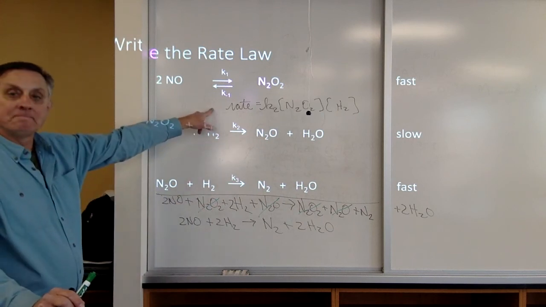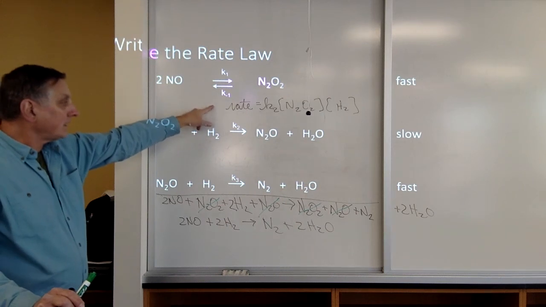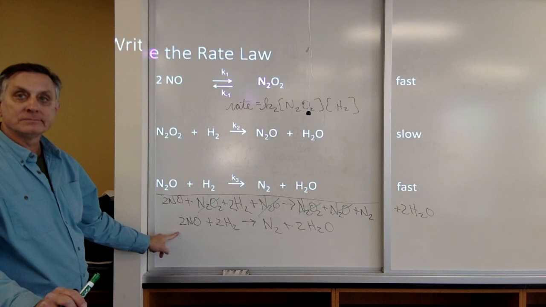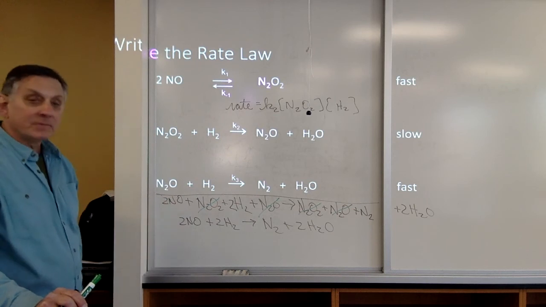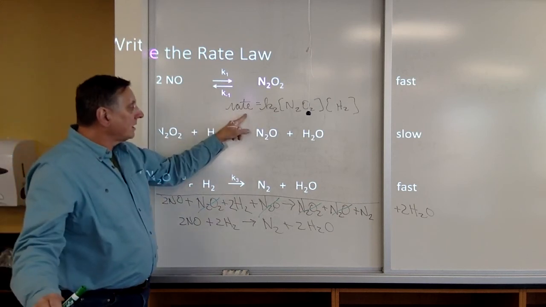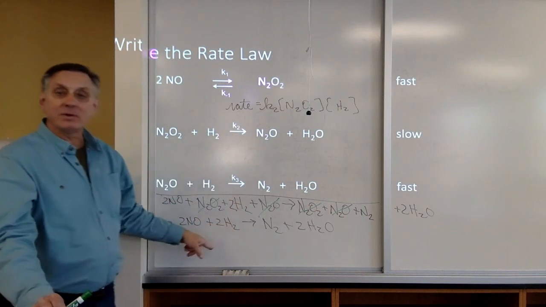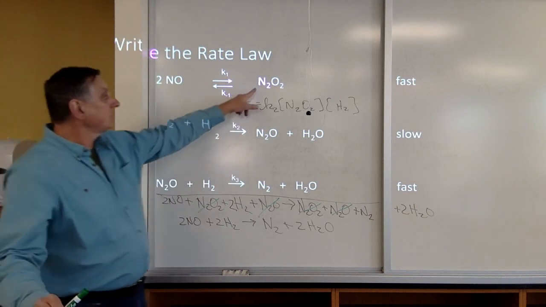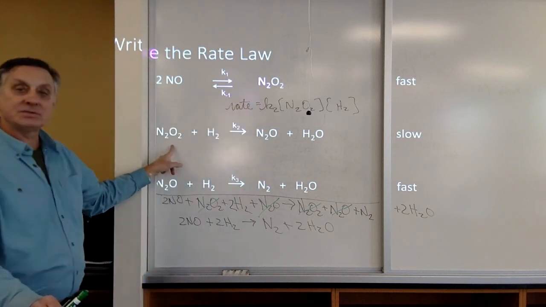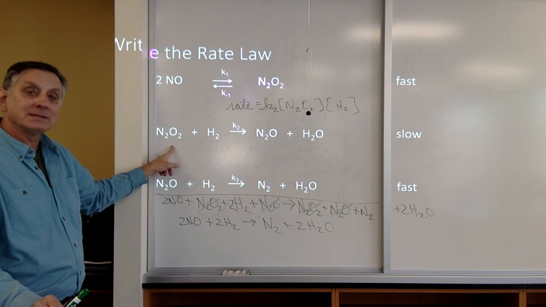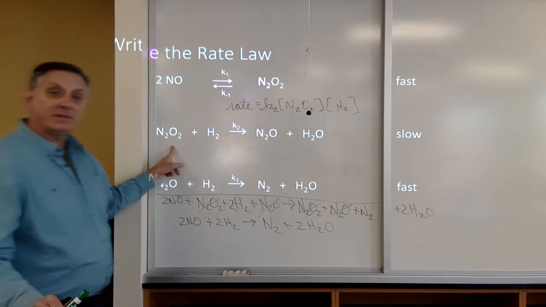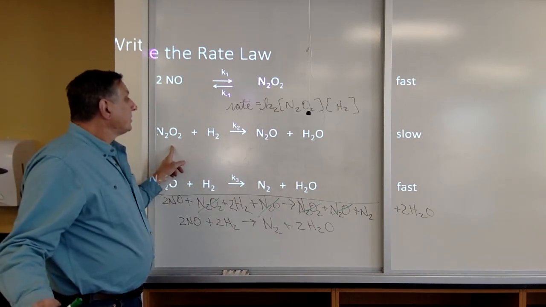Look at our rate law. Our rate law has N2O2 in it. Do we have N2O2 as part of the overall reaction? No, we don't. That's a problem. You can't write the rate law on the basis of something that is not part of the overall reaction. Now, especially with N2O2, N2O2 is formed here and it's used up here. N2O2 is an intermediate. We can't write a rate law on the basis of an intermediate. So what do we do?